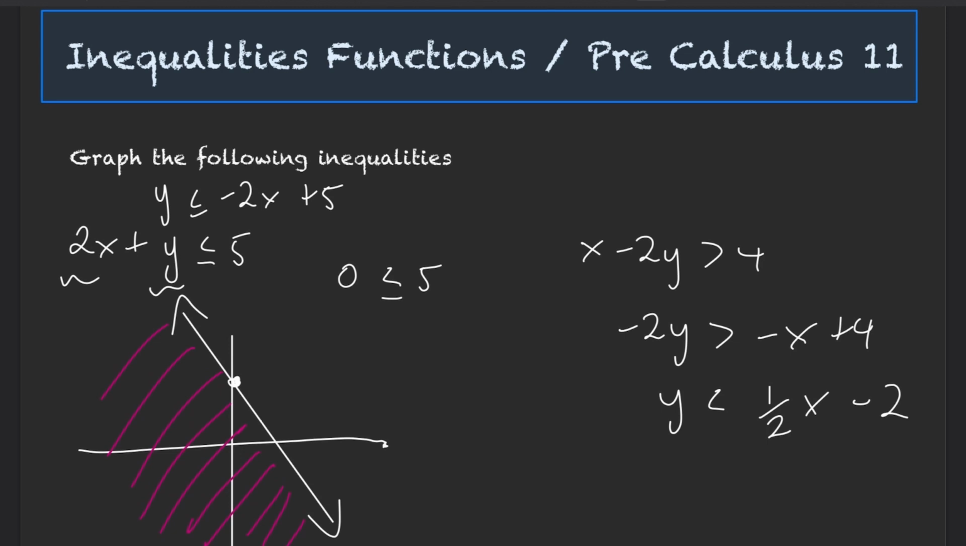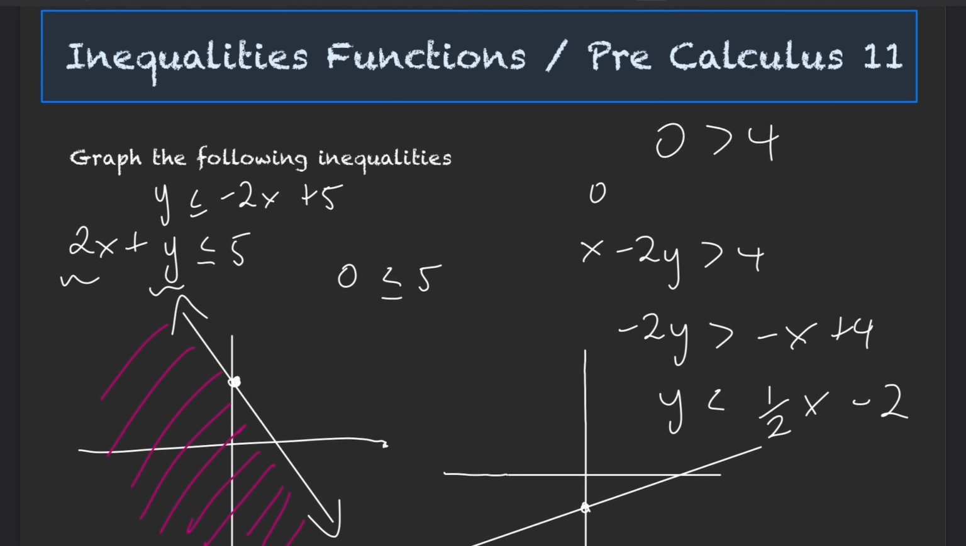And then to graph it, we have a y-intercept of minus 2 and a slope of plus half, so probably just something like this. And then, again, what I'm going to do is plug in 0, 0. So 0 is greater than 4? That is not true. So therefore 0, 0 is not part of the solution, and the graph will be this part. So this is all the solution underneath the line.